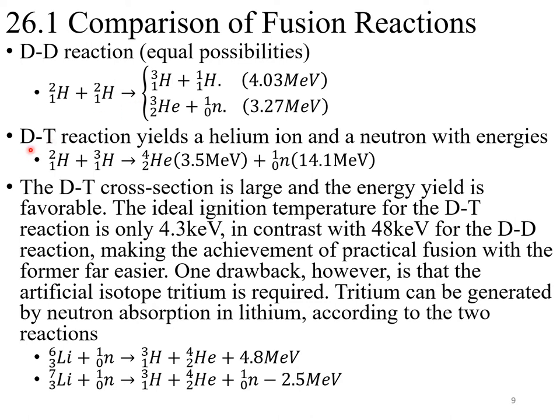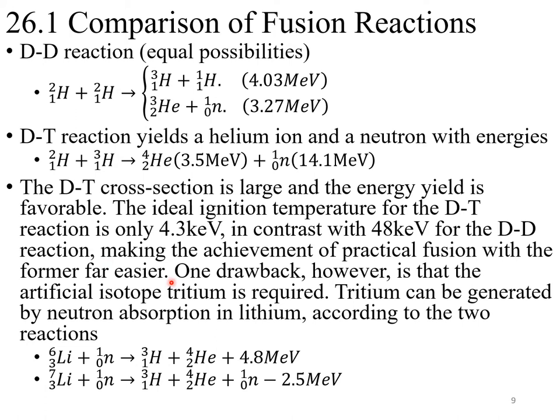For the DT reaction, it yields a helium ion and a neutron with the following energies. The equation is shown here. So we have a deuterium hit another tritium, which will produce the helium-4, whose energy is 3.5 MeV, and a neutron, whose energy is 14.1 MeV. The DT cross-section is large, and the energy yield is favorable. The ideal ignition temperature for the DT reaction is only 4.3 keV, in contrast with 48 keV for the DD reaction, making the achievement of particle fusion with the former far easier.